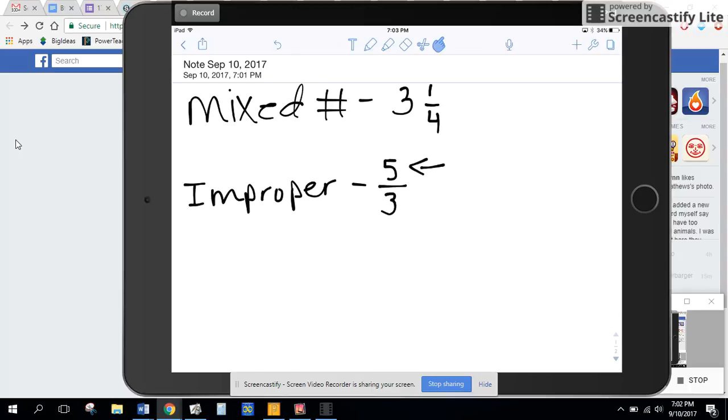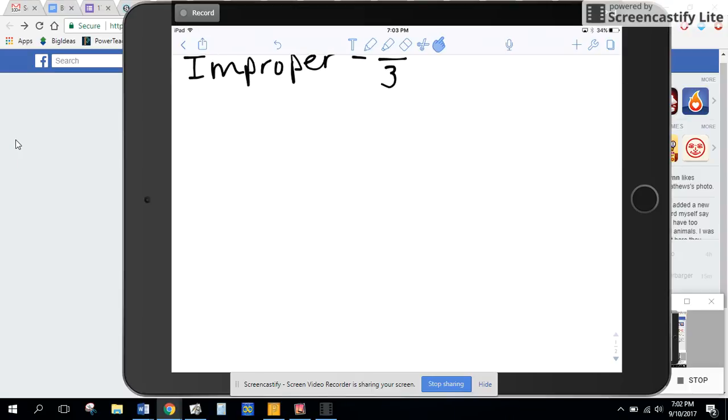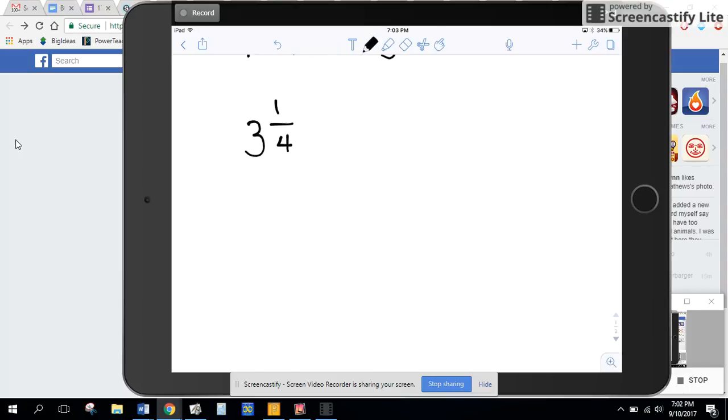So let's start off with a mixed number, which you'll need to know today for adding and subtracting fractions. So let's go back to that 3 and 1/4. In order for me to add and subtract fractions, the easiest way to do that is to change a mixed number into an improper fraction.